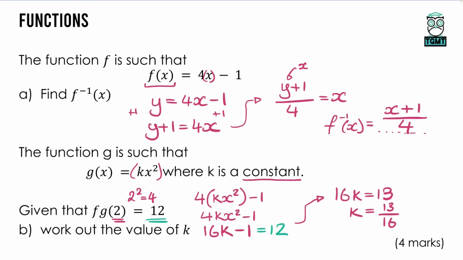And there we go, that word constant sometimes gives us a hint. It doesn't mean it's not a whole number, but if it was a whole number, it's more likely they would say where k is an integer. But there we go, k is equal to 13 over 16.